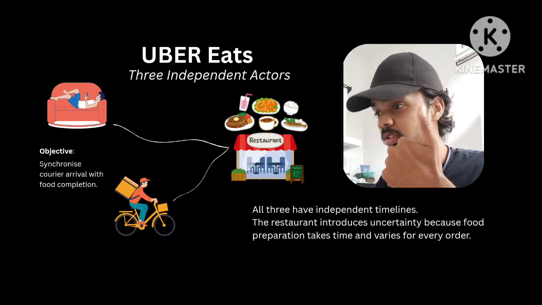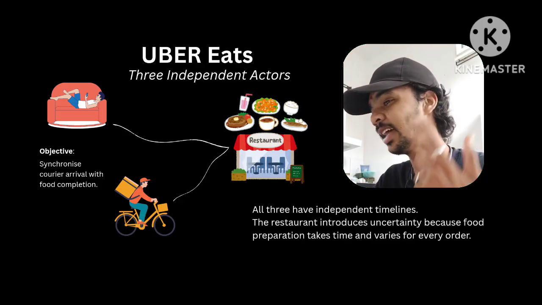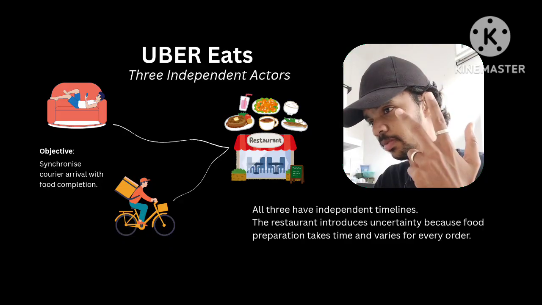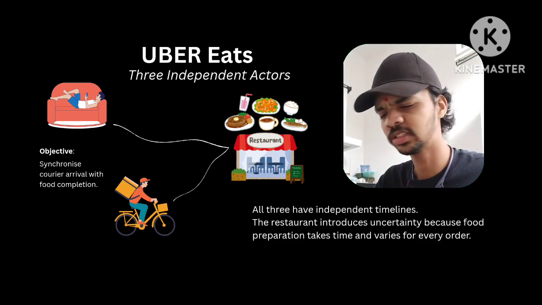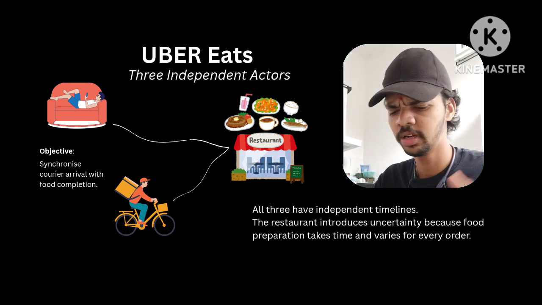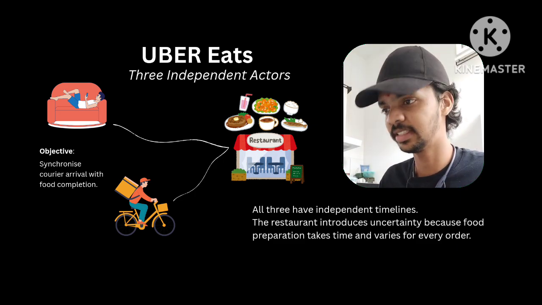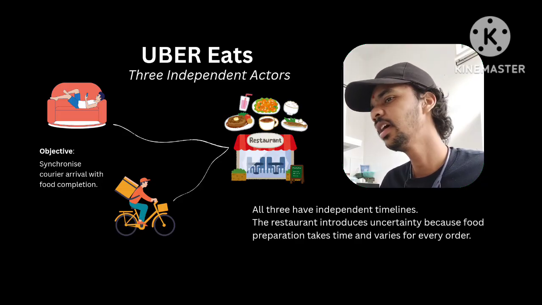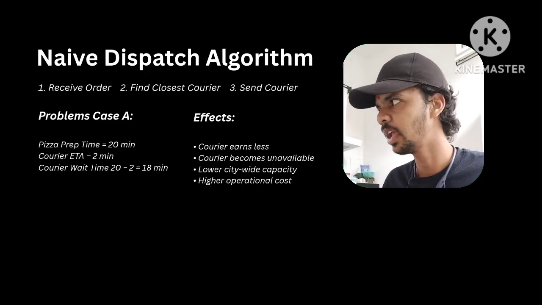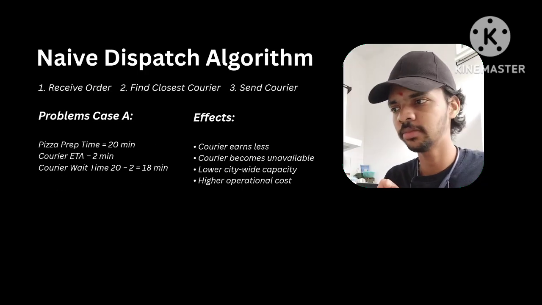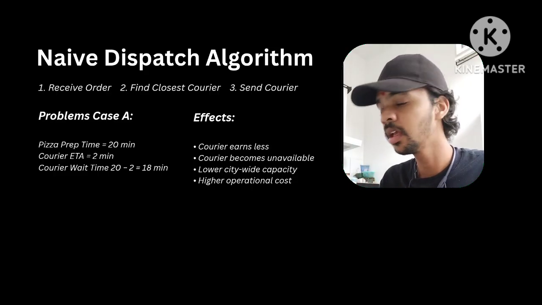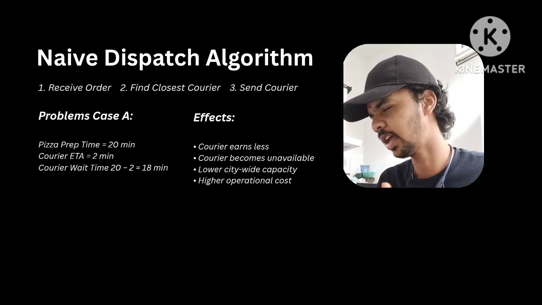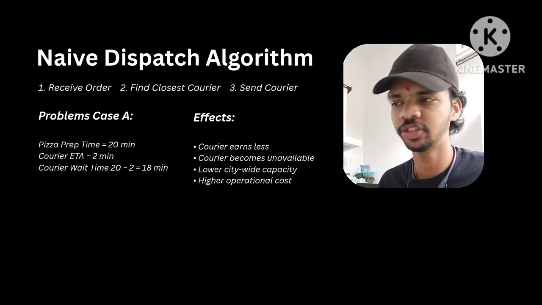The customer who wants the hot food, the restaurant that's cooking the meal, and the courier who's transporting the order. So if you were to ask a very naive developer who hasn't worked on any scaled application, they'd probably say: when the order comes in, find the closest courier to the restaurant and dispatch them immediately. But that's a really naive approach, and it would completely fail in production.